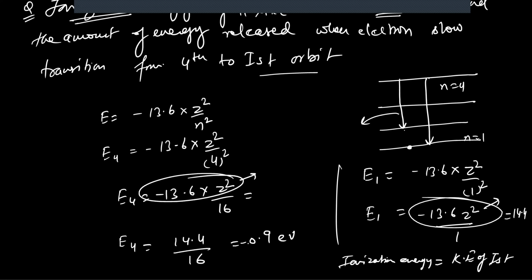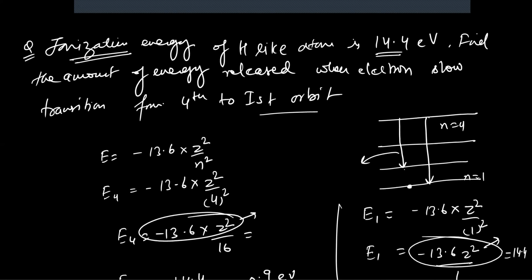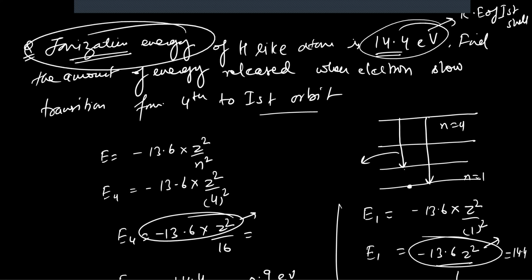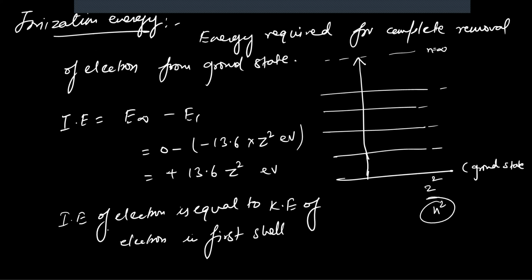So this is the energy. So how much energy is being released here? Can you tell me? Let me explain this question one more time. The ionization energy of a hydrogen atom or hydrogen-like atom is this one. This is being given to you. What is actually given to you is the kinetic energy of the first shell, because the ionization energy, or we can say the kinetic energy of the first shell, is equal to the ionization energy that we have done here. Ionization energy of the electron is equal to the kinetic energy of the first shell. Got it?